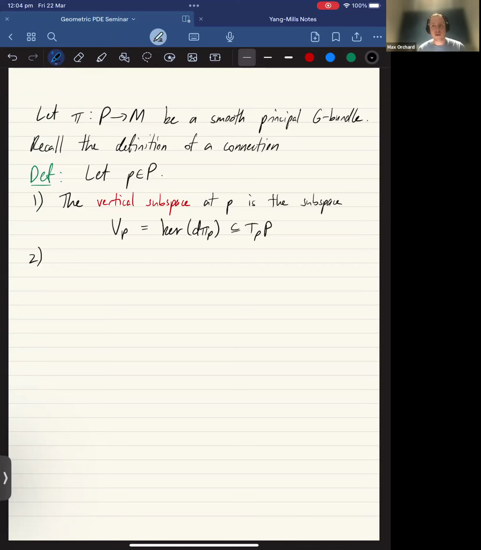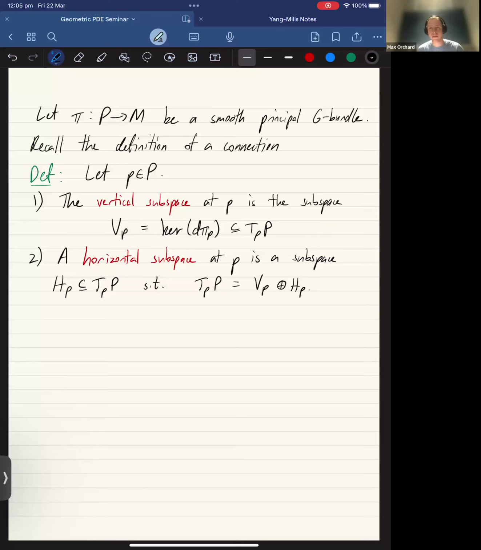So the vertical subspace is given to us by the structure of the principal G bundle. We don't get to choose what this vertical subspace is at each point. What we can choose is something called a horizontal subspace at each point. Now, a horizontal subspace is simply a subspace of our tangent space so that the tangent space splits into the vertical and horizontal component.